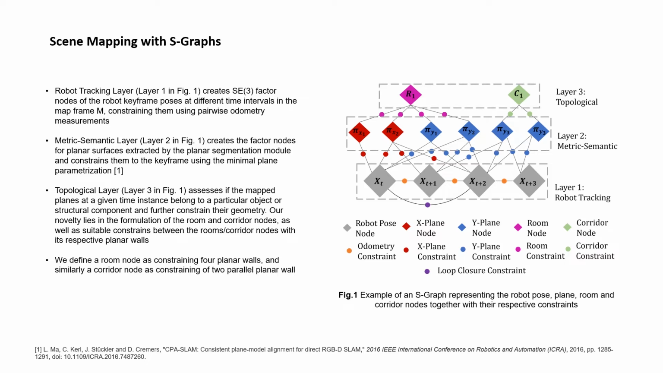The topological layer first assesses if the map planes at a given time instance belong to a particular object or a structural component to further constrain its geometry. Our novelty lies in the formulation of room and corridor nodes as well as suitable constraints between the room nodes and its respective planar walls. We define a room node as constraining four planar walls and similarly a corridor node constraining two parallel planar walls.